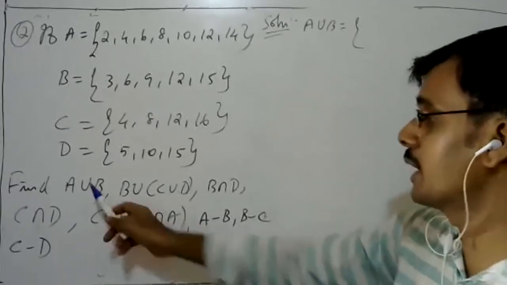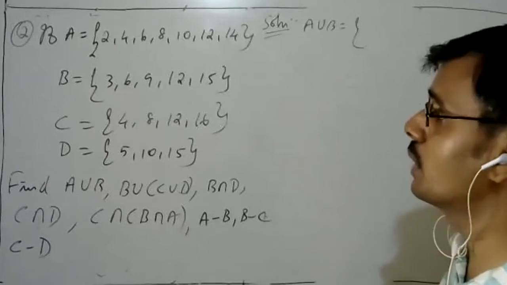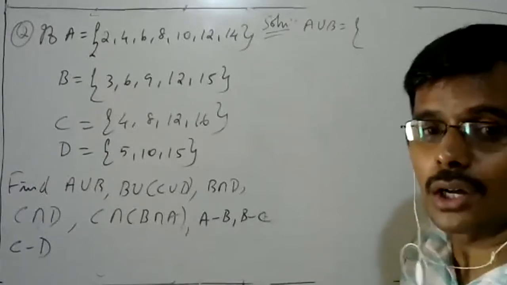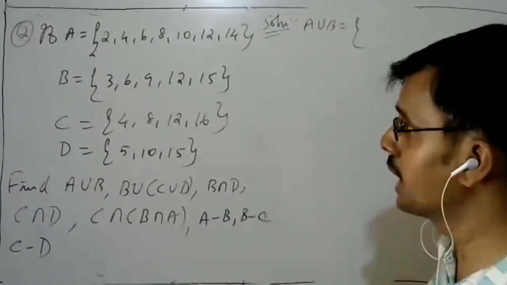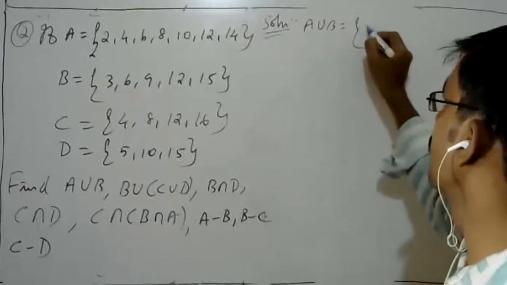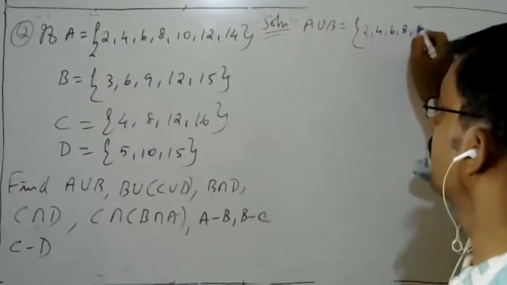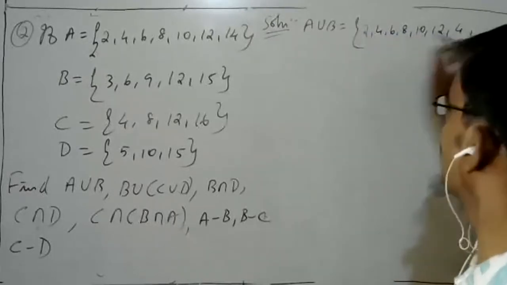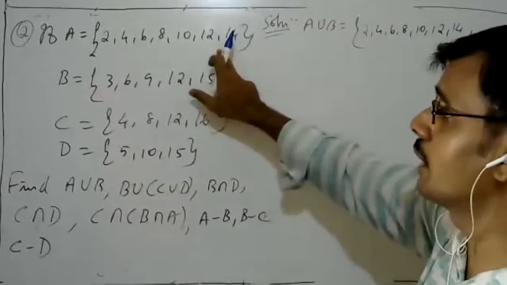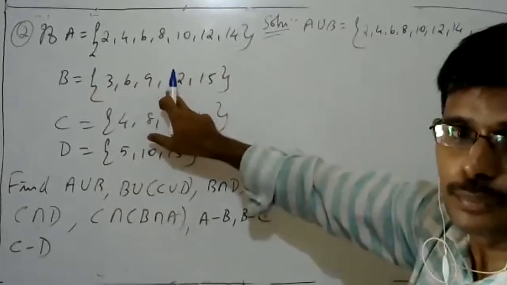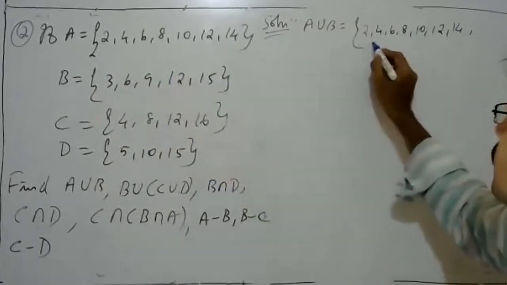So first of all, find A union B. What is A union B? Take all the elements in A and B. That means 2, 4, 6, 8, 10, 12, 14, all the elements of A. And write all the elements of B. Okay, what are the elements?